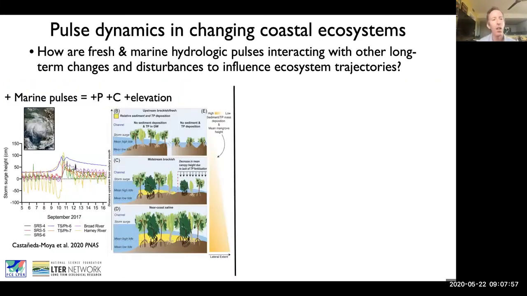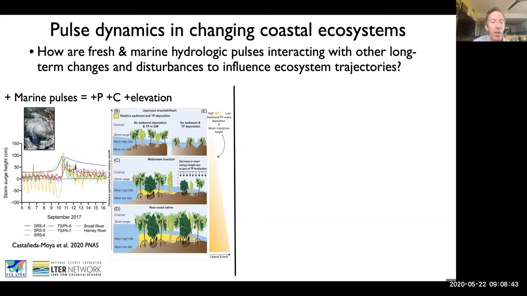I want to emphasize two examples of these, one from the marine side and one from the freshwater side. Storms, sometimes hurricanes, other times just tropical depressions, are sources of marine phosphorus and carbon. When we get pulses of storm surge that come in, as illustrated by this graphic on the left-hand side, it can increase our storm surge up to a meter. In this case, this was from Hurricane Irma in 2017. That increase in storm surge delivers a lot of sedimentary phosphorus from the Gulf of Mexico.